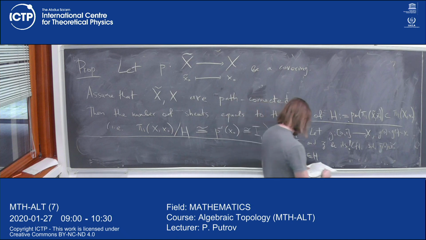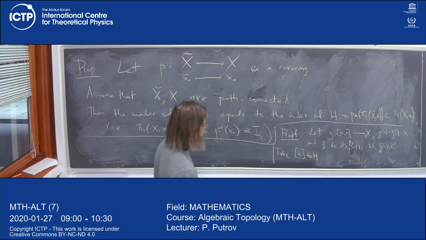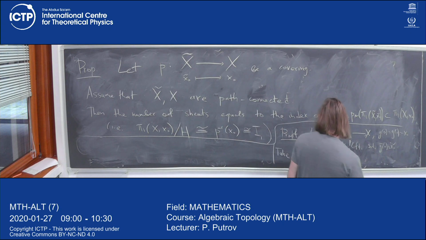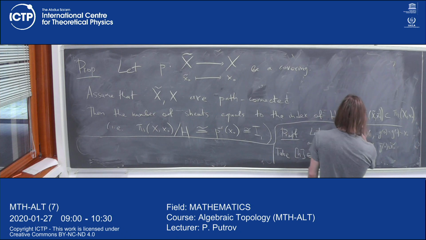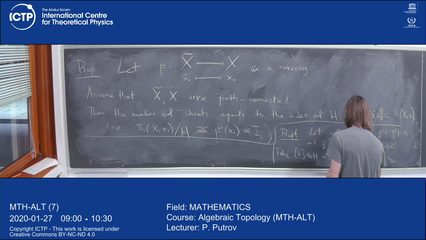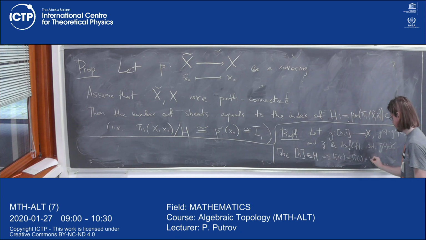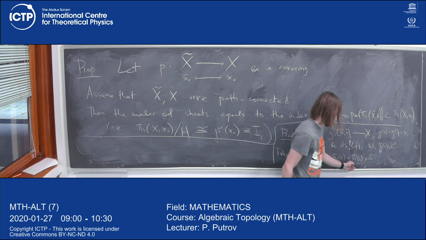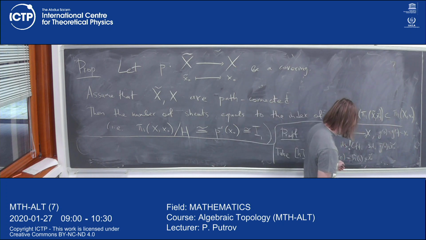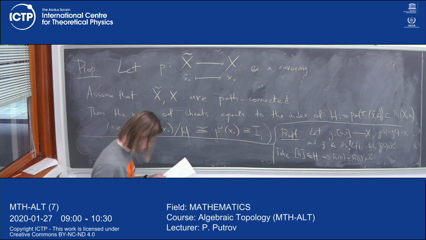It's represented by some loop in X, and we know from the previous proposition that since it's in the image of p star, it lifts to a loop based at x0 tilde. So again, if I took a general element here, it would lift to some path which starts at x0 tilde, but it may end at some other point. But since this one is in the image, its lift satisfies this condition.